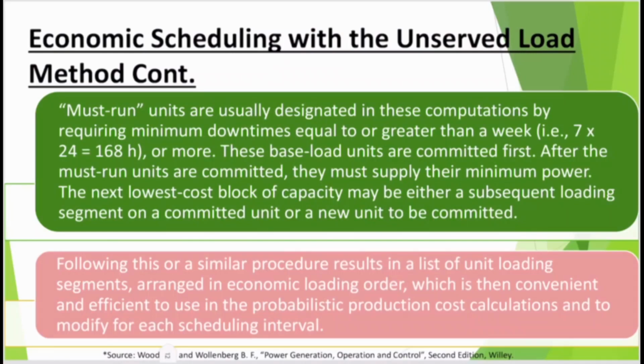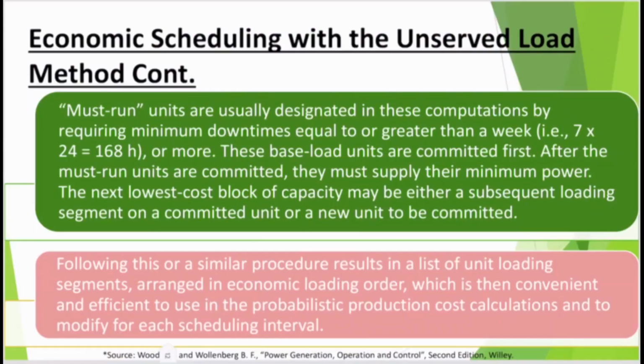Now these base load units, which take longer downtime, are committed first. So normally we do not allow them to switch off. Once they are on, we make sure that they are always on. After the must-run units are committed, they must supply the minimum power. The next lowest cost block of capacity may be either a subsequent loading segment on a committed unit or a new unit to be committed. So what is the concept here?